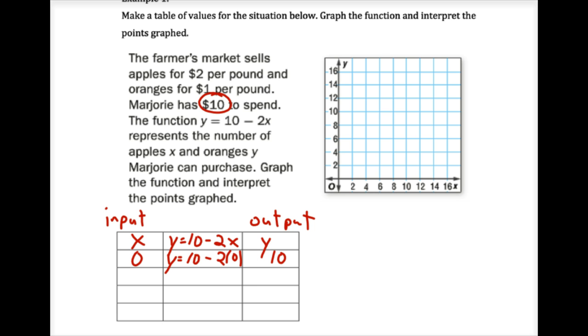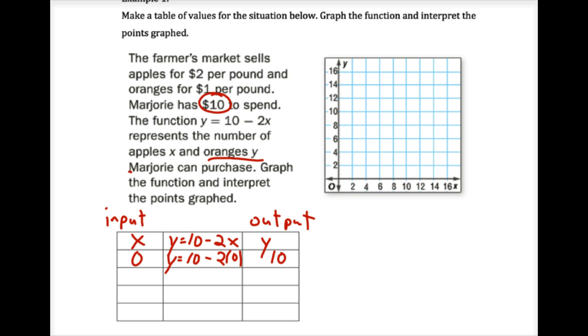No, because y is the output. She bought 0 apples. So if you buy 0 apples, she has $10. Wait, what does y stand for? The output. If you buy 0 pounds of apples, you get 10 pounds of oranges.